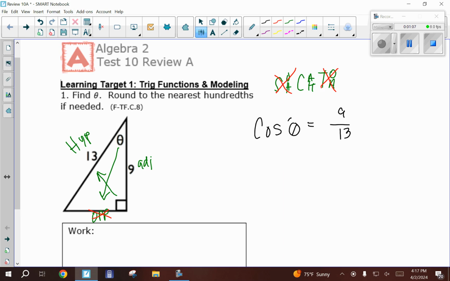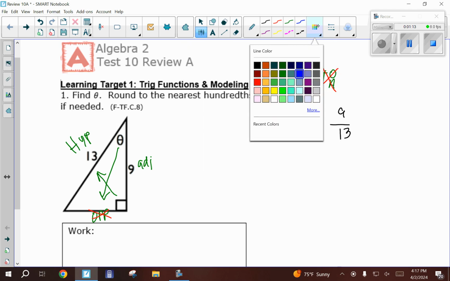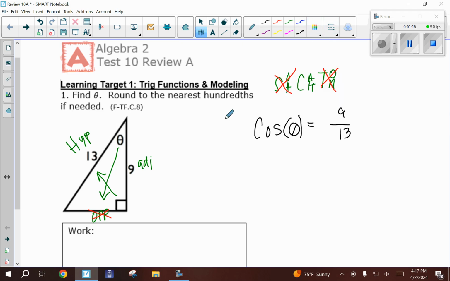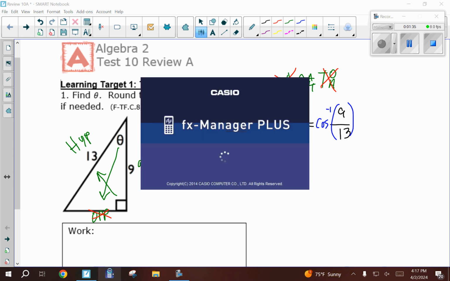Now this cosine has a theta inside of it. So to get the theta out, we're going to have to take the inverse cosine. So I'll take the inverse cosine of this side, and then I'll take the inverse cosine of this side. You can put this in parentheses if you'd like. Over here, these cosines cross each other out because they're inverses of each other. So then theta is equal to, and then we're going to go into our calculator.